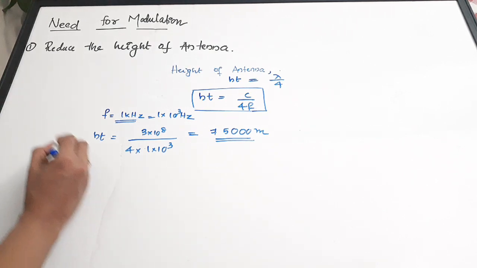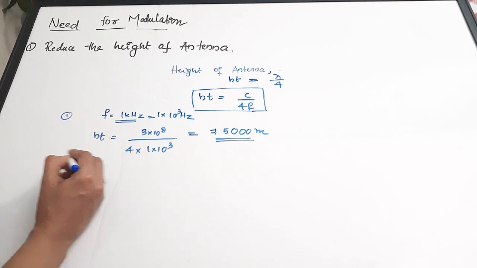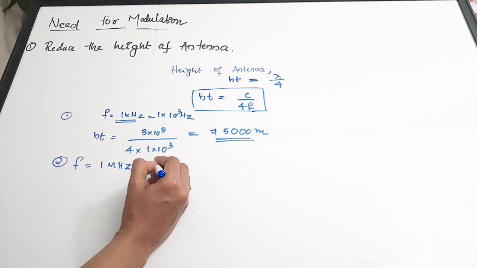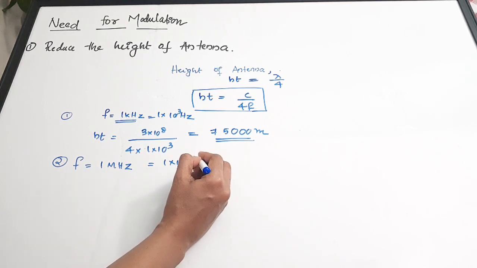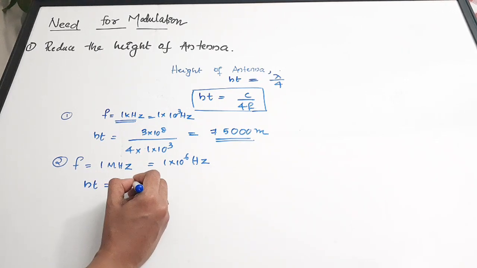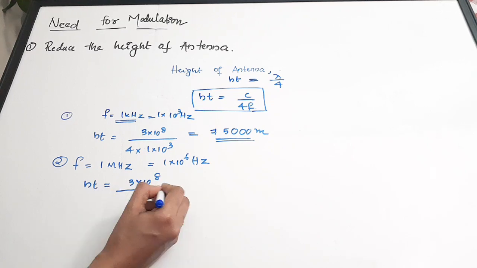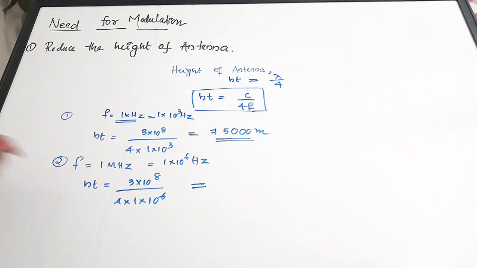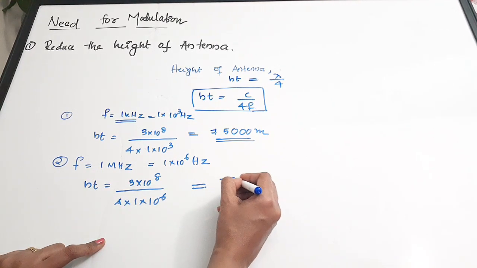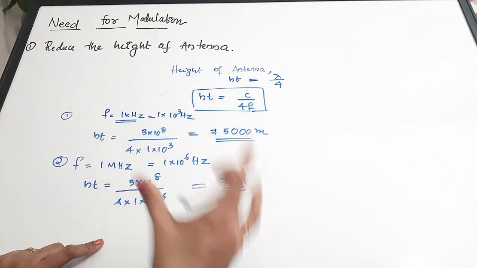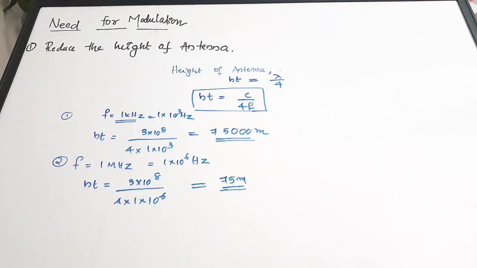So this is one case. For the second case, you are going to use F equal to 1 megahertz, that is 1 into 10 raised to 6 hertz. What will be the height of the antenna in this case? ht equals 3 into 10 raised to 8 by 4 into 1 into 10 raised to 6. For this case, the height of the antenna will be only 75 meters. This is relatively practical, or lower as compared to F equal to 1 kilohertz.